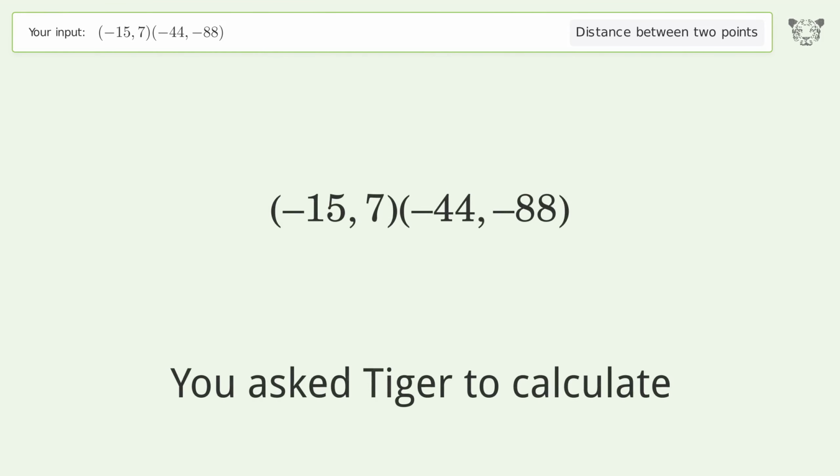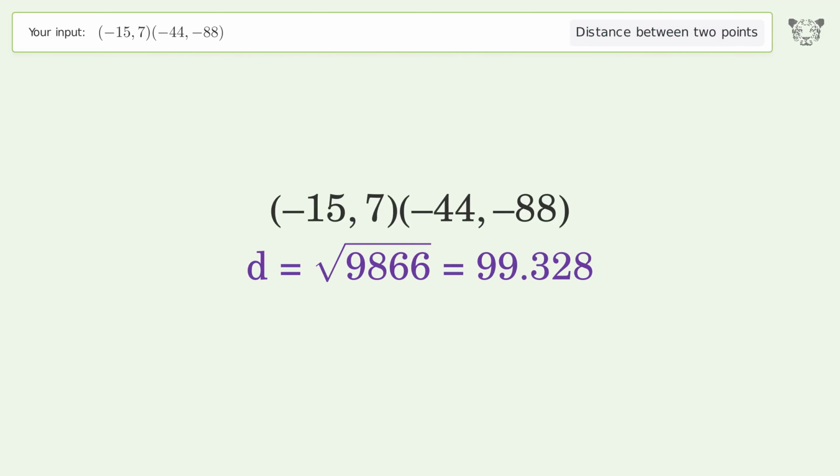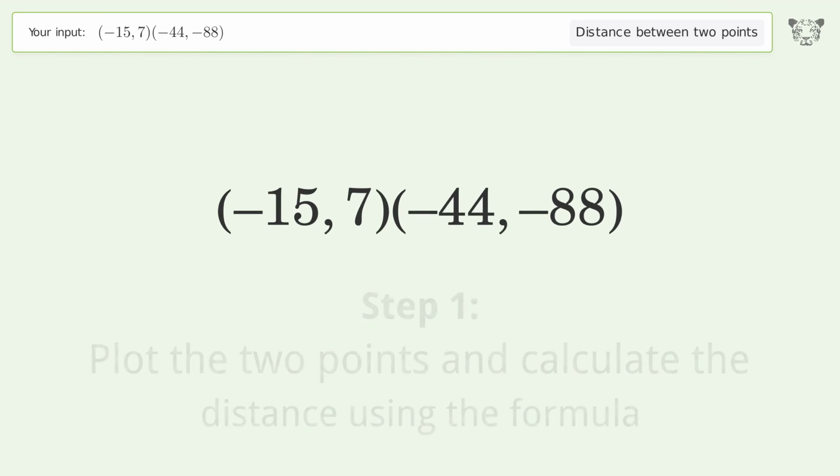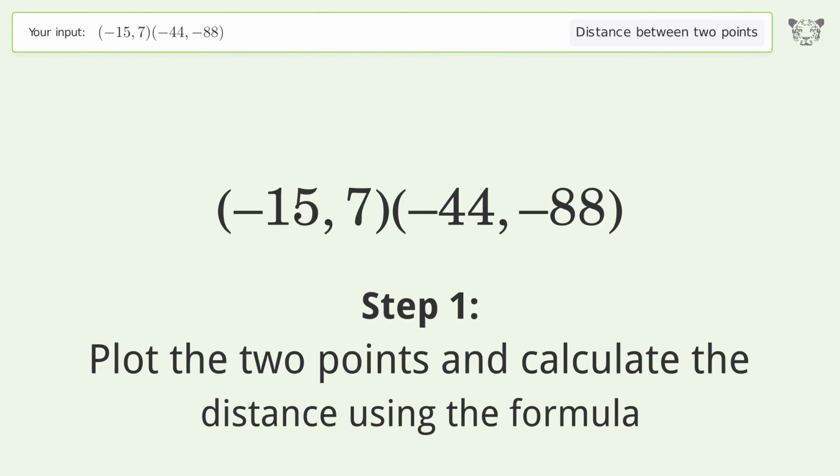You ask Tiger to calculate. This deals with the distance between 2 points. The distance between the 2 points is the square root of 9,866, or 99.328. Let's solve it step by step. Plot the 2 points and calculate the distance using the formula.